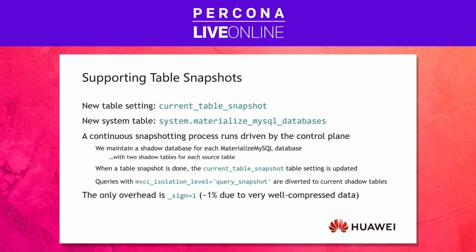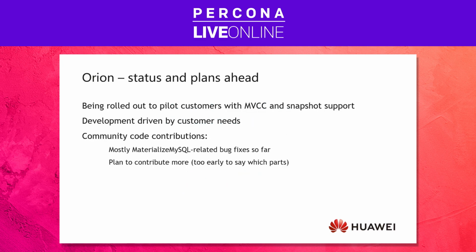The only overhead left is really that we still do filter on sign equals 1. But this column is really well compressed, and we typically measure around 1% overhead. And that's still acceptable.